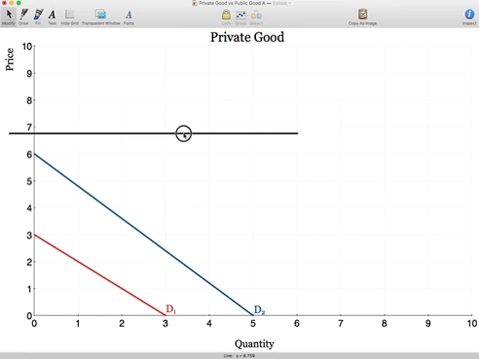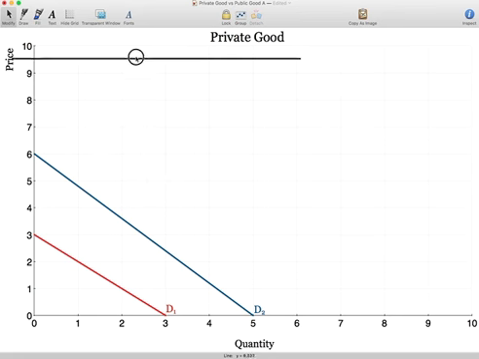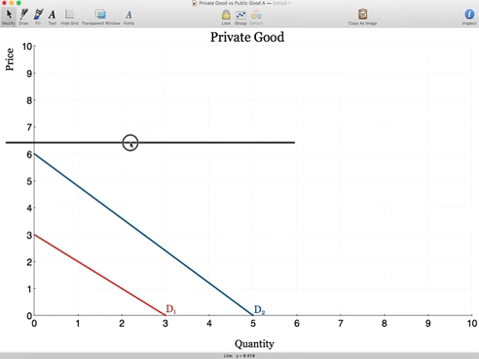So you see here that for prices above 6, nobody in this market, the only two people in this market are represented by these two demand curves, D1 in red and D2 in blue. So for prices above 6, quantity demanded is going to be equal to 0. So for any prices in this range up in here, the quantity demanded is going to be equal to 0.